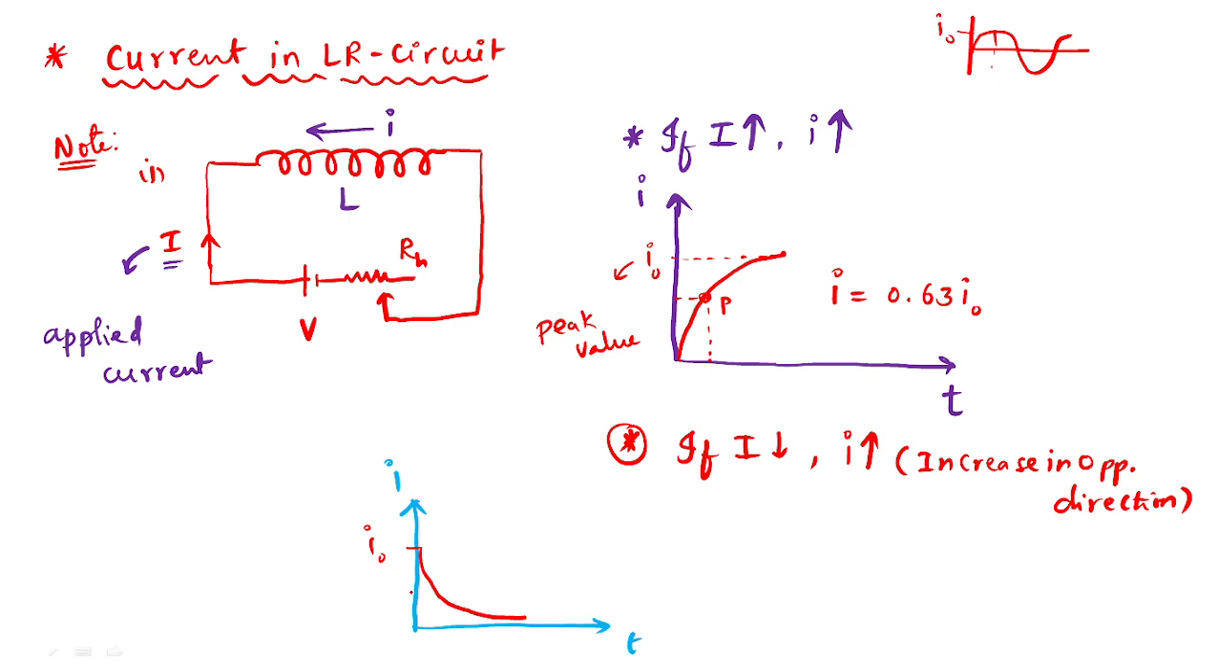At any point you want to check the decrement, the value of I will be how much? It will decrease to 0.37 times I naught. Got it? So what is this one here? Increment. Increase of current. And what is this here? Decay of current.